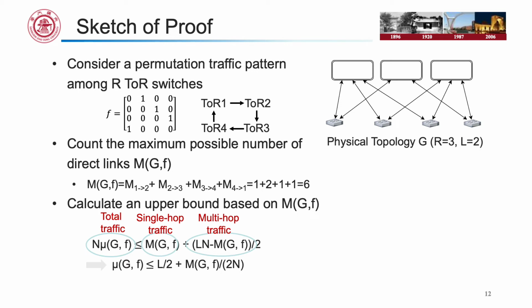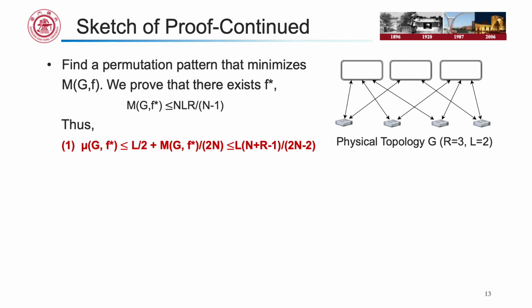From this inequality, we obtain an upper bound of mu. Note that this upper bound depends on MGF. Clearly, the value of MGF depends on the choice of the permutation pattern. We consider the permutation pattern that minimizes MGF for the given physical topology G. We prove that there exists a permutation pattern F star such that MGF star is upper bounded by NLR divided by n-1. Then we could obtain a tighter upper bound for μgf.